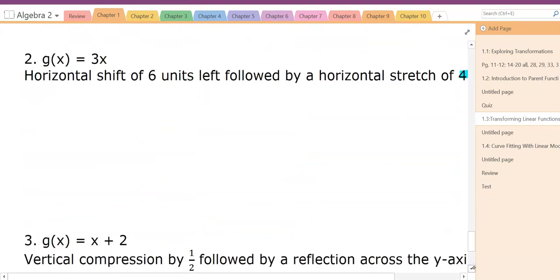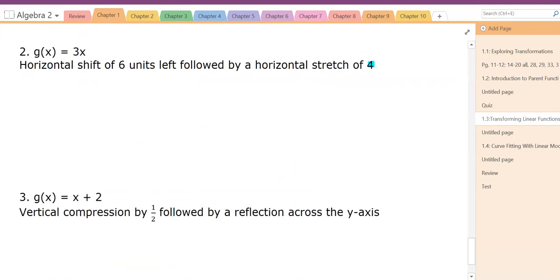Now there will be some cases where they want us to do multiple transformations, so meaning we're going to have to do 2 separate steps here. For this first one, I have the function 3x, and the problem says to do a horizontal shift of 6 units to the left, followed by a horizontal stretch of 4. So I have 2 different transformations I need to do.